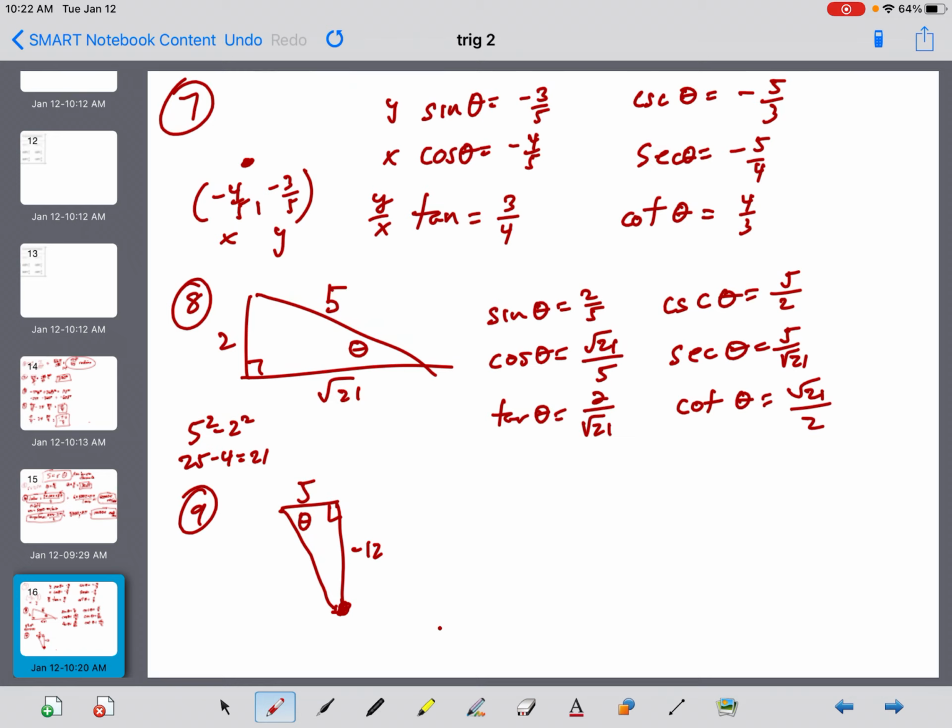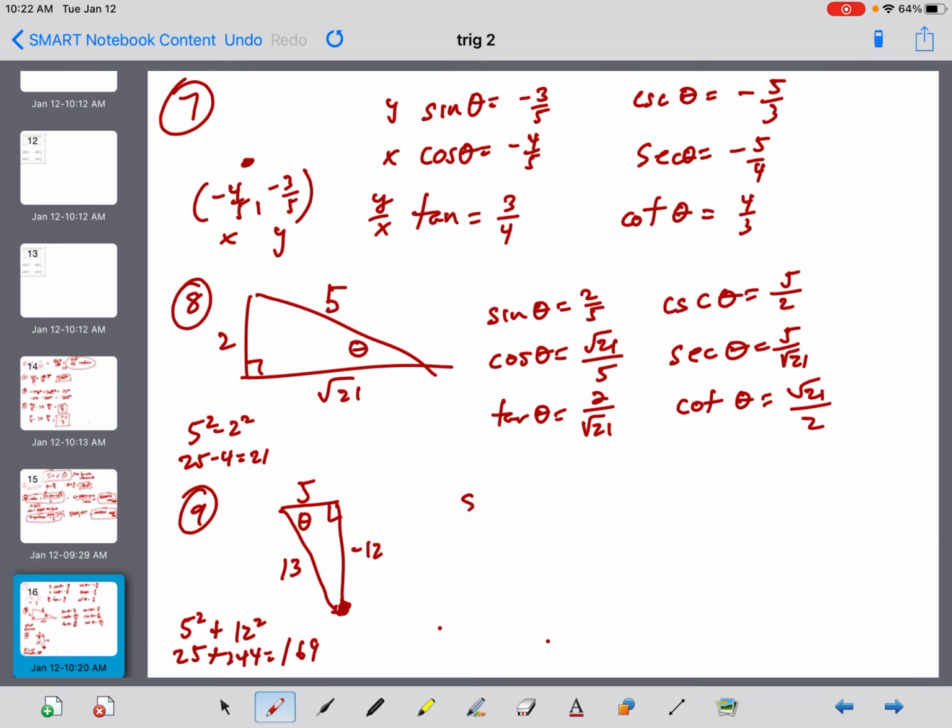To get sine, it's going to be negative 12 over the hypotenuse, but I've got to get the hypotenuse. So I've got to do 5 squared plus 12 squared. Ignore the negative there, because when you square it, you're not going to have it. 25 plus 144 is 169. Square root of that is 13. So 13 is the hypotenuse here.